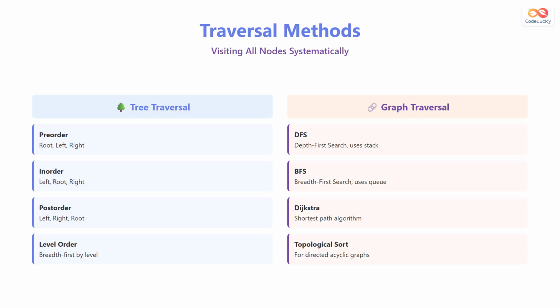For graphs, we primarily use two traversal methods. Depth-first search, or DFS, explores deep into branches first using a stack. Breadth-first search, or BFS, explores level by level using a queue. We also have specialized algorithms like Dijkstra for finding shortest paths and topological sort for directed acyclic graphs.